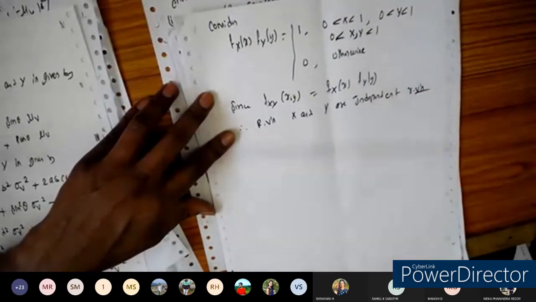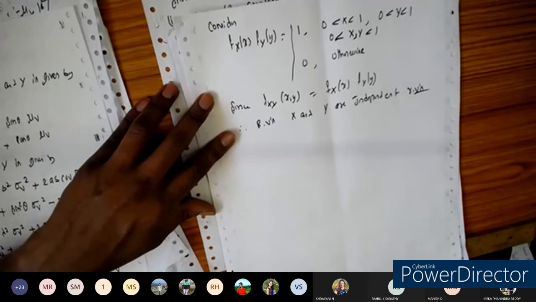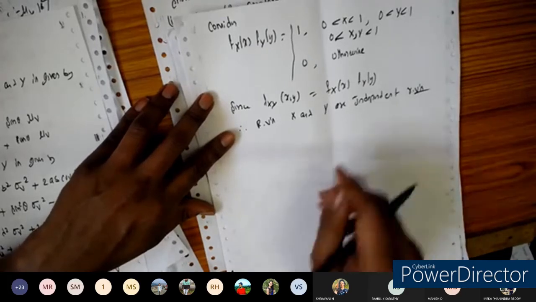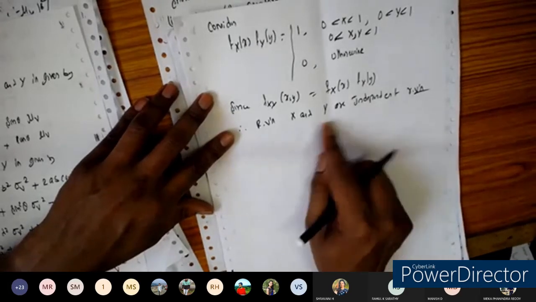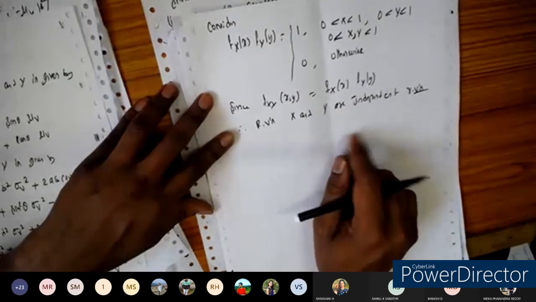Where you're going to make use of this concept is, as I told, in the case of FSK, that is frequency shift keying, similar to frequency modulation. There, when you are going to receive the two symbols 1 and 0, in order to find out the probability of error, we are going to make use of this concept.